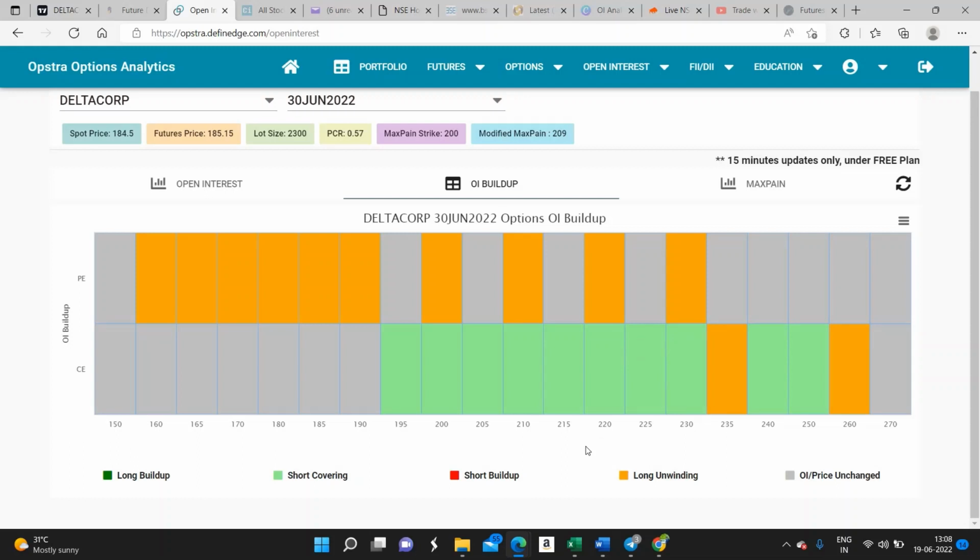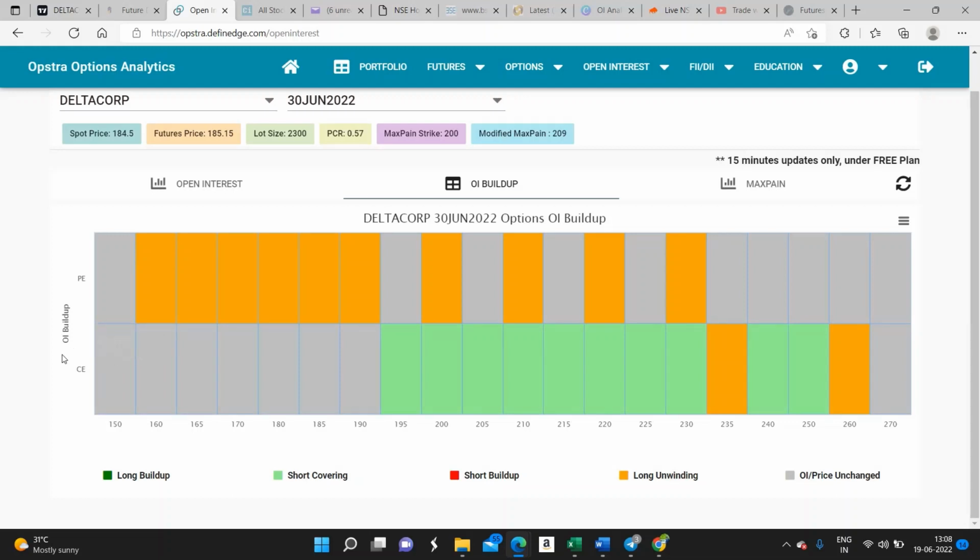So we have also seen long unwinding. This can be a hedging position, like they have purchased a call at 235 and sold a call here. They have a hedging position here. And on the put side, we have seen all the long unwinding. As I told, it was in bearish territory, so all blindly purchased puts. Now they have run for cover.